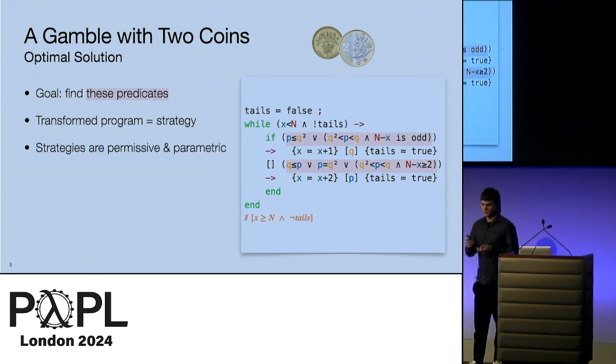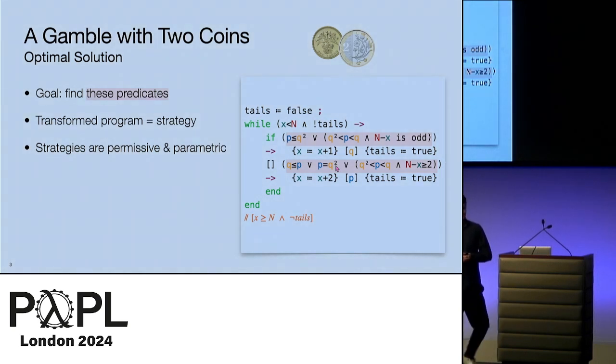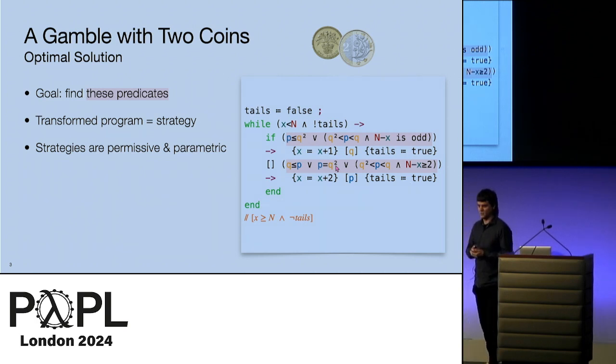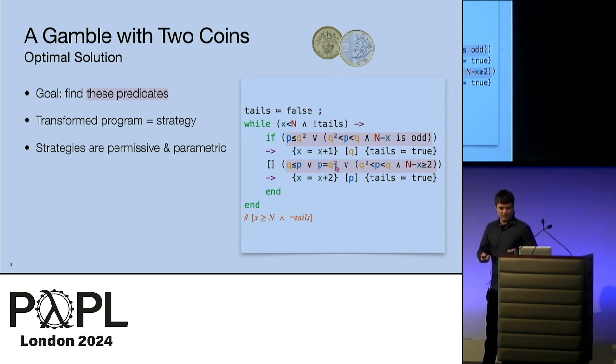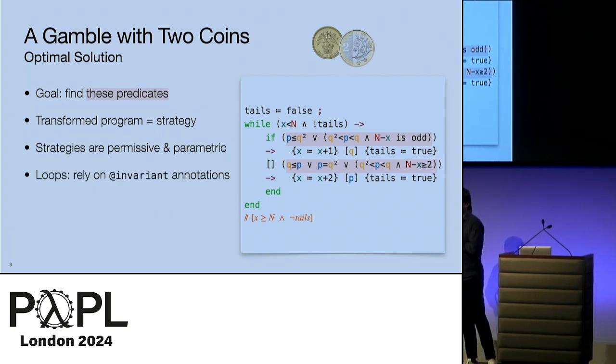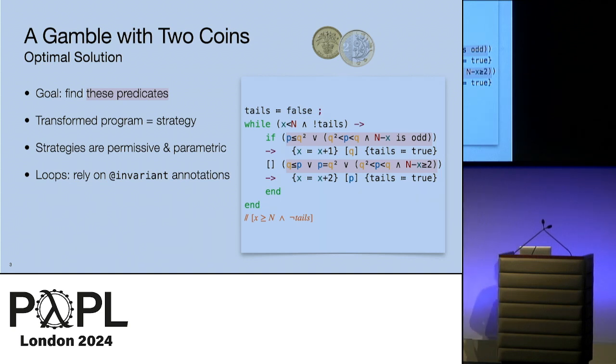Note that this strategy is permissive in the sense that there's still some non-determinism left. For instance, if P is exactly equal to Q squared, then this choice is enabled, but this choice is also enabled. So in general, our strategies are not more restrictive than they have to be. This is also a parametric strategy in the sense that this whole game is parameterized in the numbers P and Q and N, and this strategy works for all these parameters. Overall, this is going to be just a semi-automatic technique. In the presence of loops, we will rely on user-provided invariant annotations, which is also the case in classical program verification.